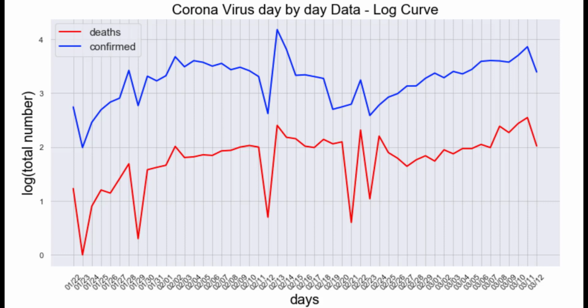So, I believe, if you now calculate the rate of these confirmed cases and the rate of death every day, so you are calculating the rate, I think we can find some much more interesting information from that.